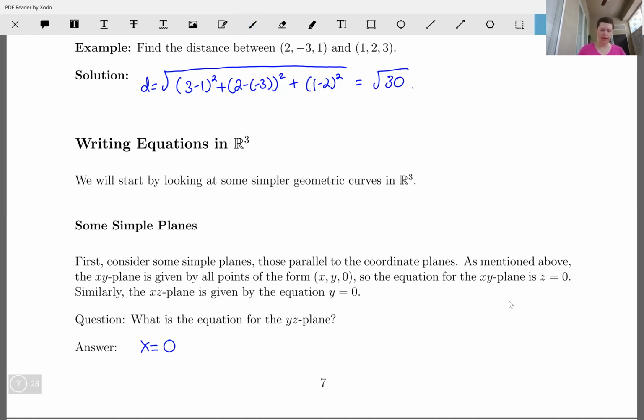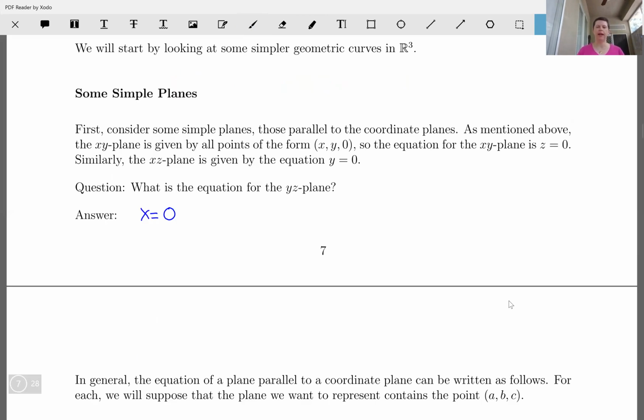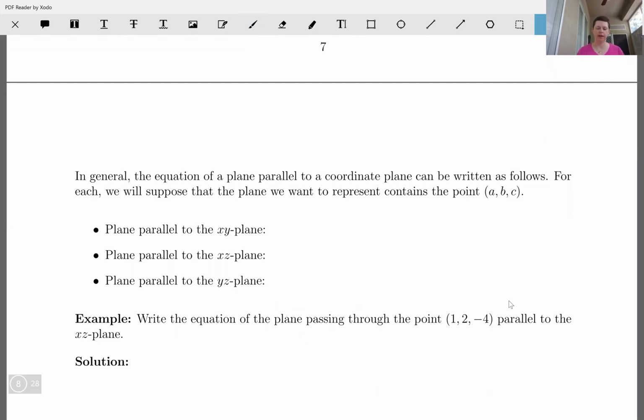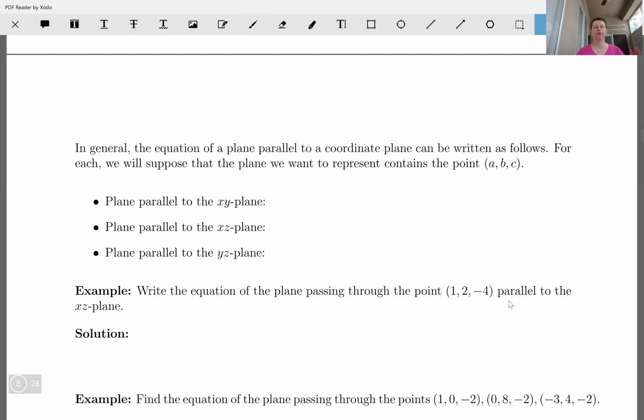Okay, in general, the equation of a plane that's parallel to one of the coordinate planes can be written as follows. So let's just suppose that our plane is going to contain the point (a, b, c). If we want it to be parallel to the xy plane, that means z is going to have to be constant, and so z is equal to c. If we want the plane to be parallel to the xz plane, that means y is going to have to be constant, and so we obtain y is equal to b.